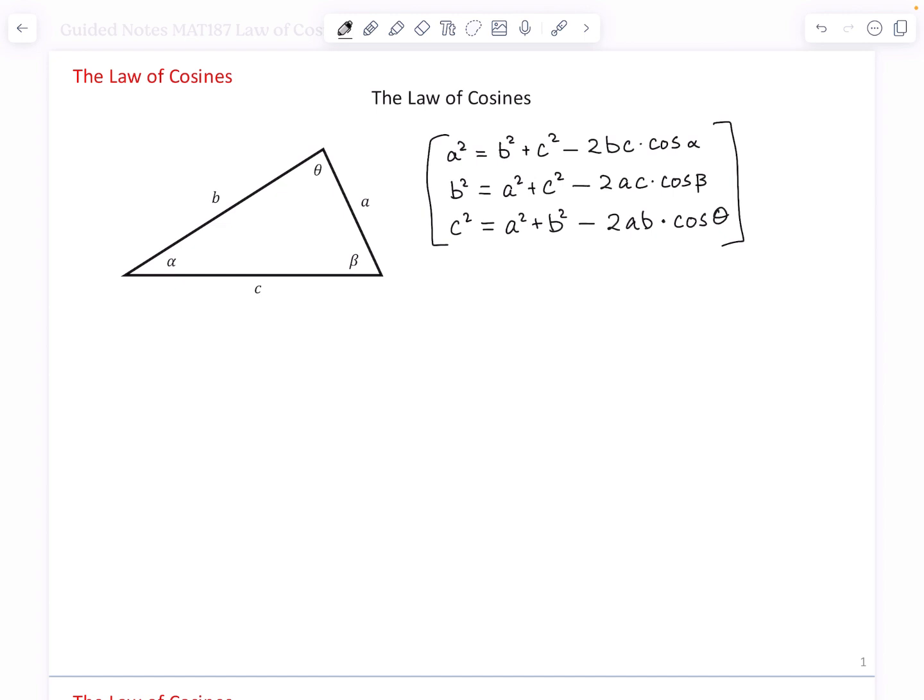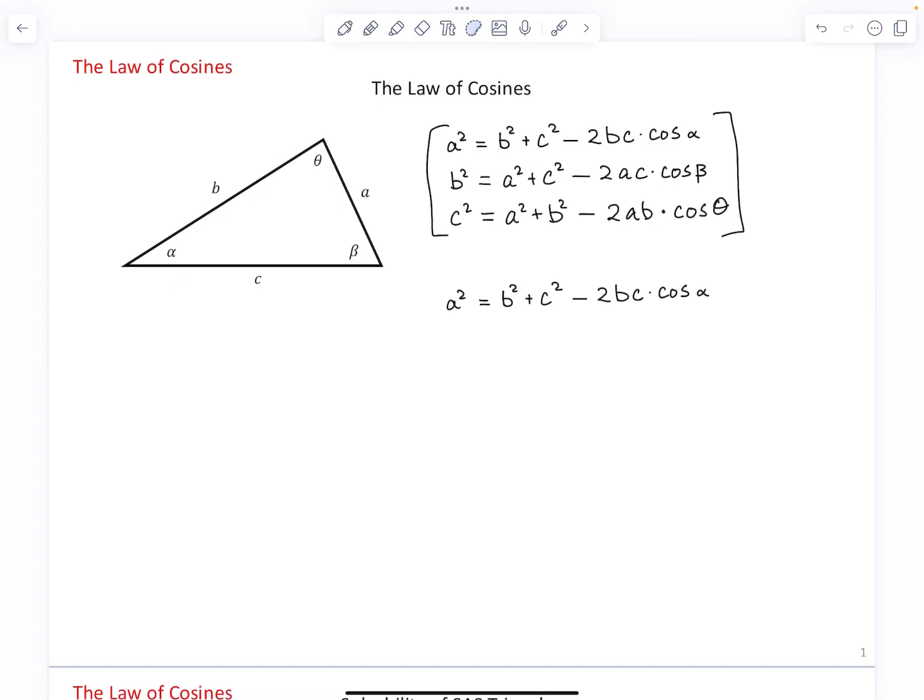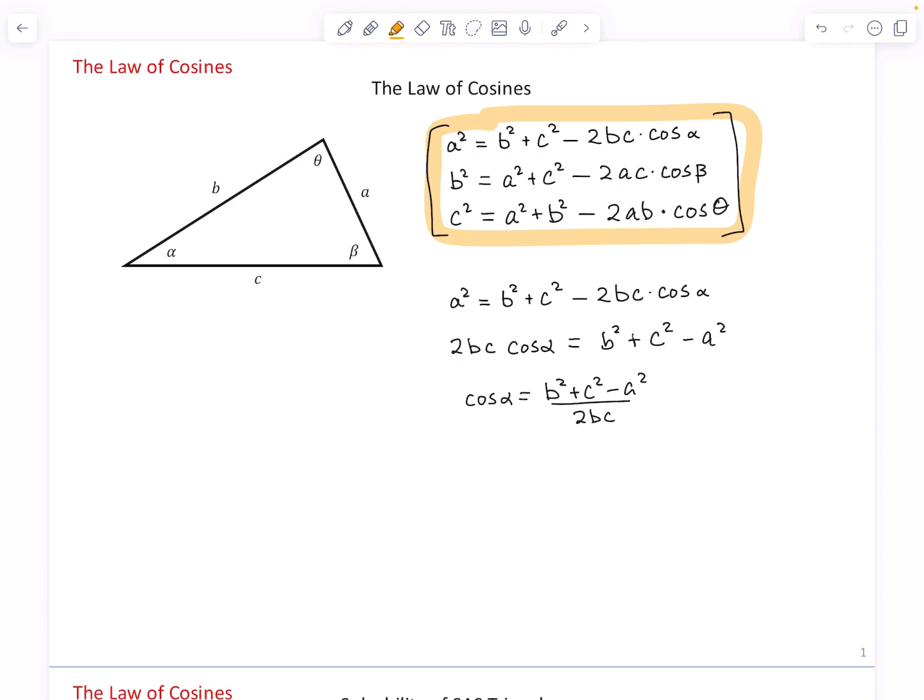Each of these 3 equations can be rewritten solving for the cosine of the angle. For example, let's take the first one. I will add this part of the equation to the other side and subtract this part of the equation to the right side. Now I can divide both sides by 2bc. So here's one variation of the law of cosines where the cosine expression is isolated, and I could do it for any of the 3 equations up here, giving me the following collection of 3 variants.